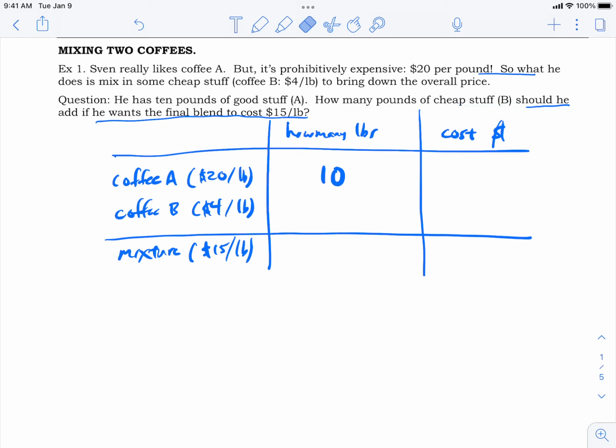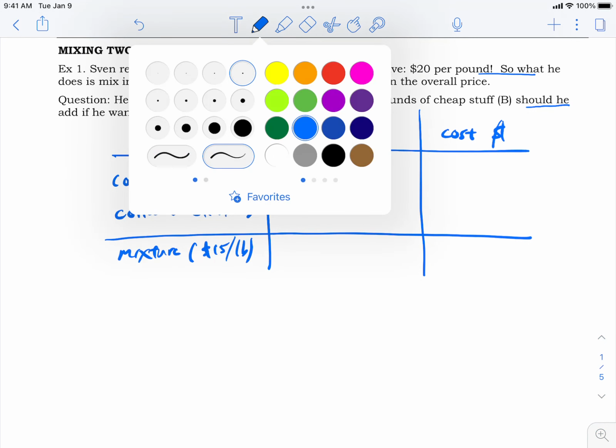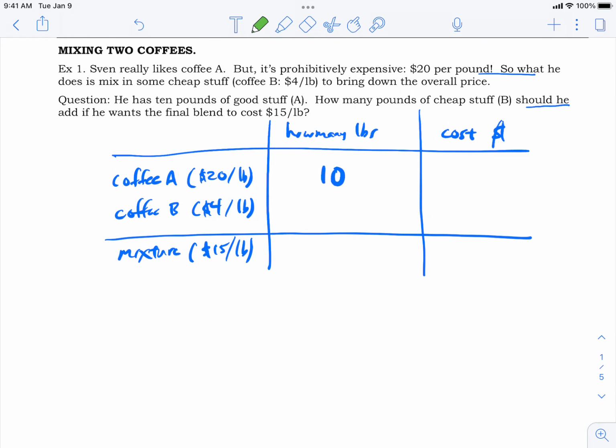Anyway, we're kind of already done filling in what they told us, right? They told us, hey, 10 pounds of A, and now we have to figure out how much B. But now the rest of the table is waiting for us to fill it in ourselves, as much as we can anyway, just by looking at what we got in front of us and saying, well, what does this mean? Like, for example, $20 a pound, 10 pounds?